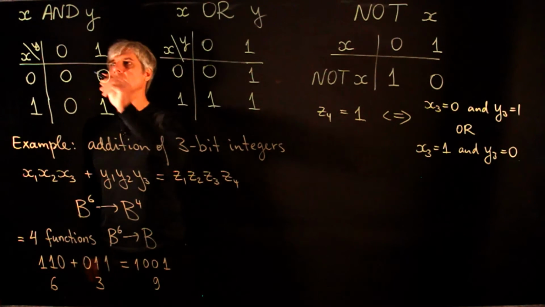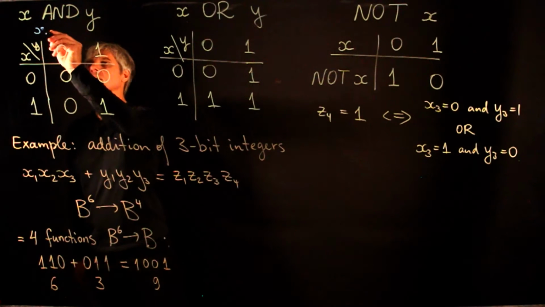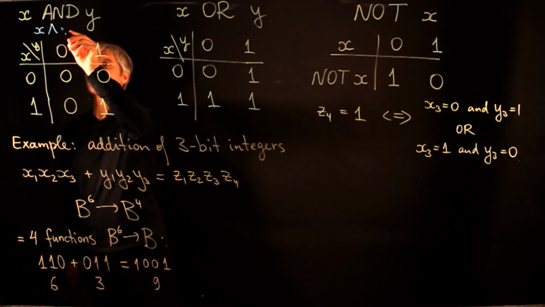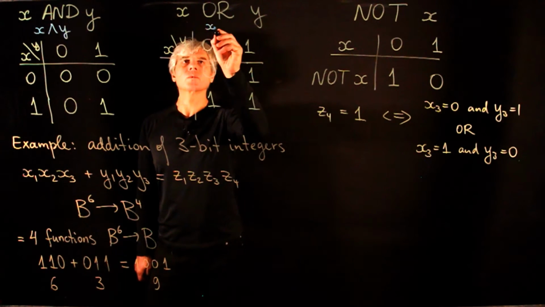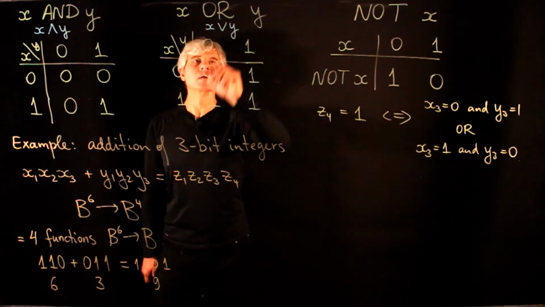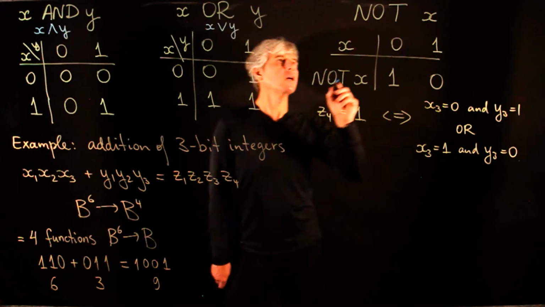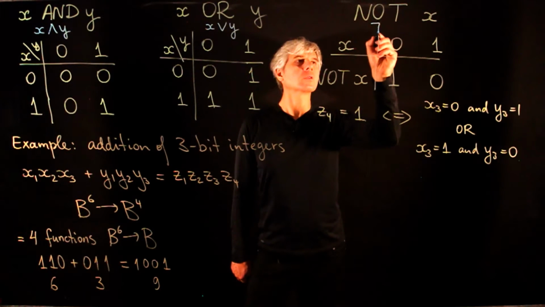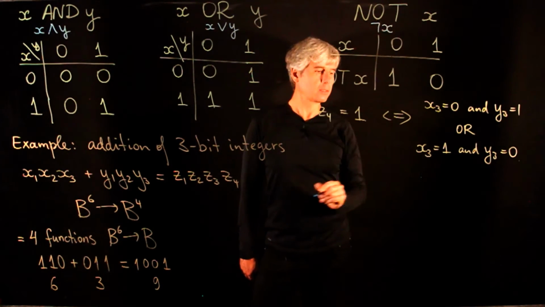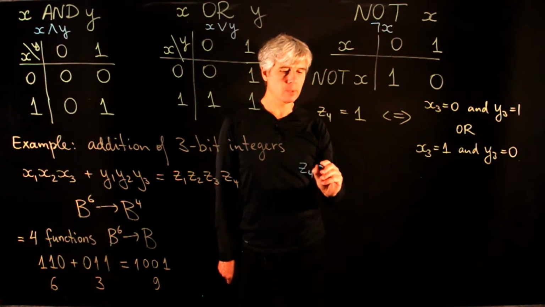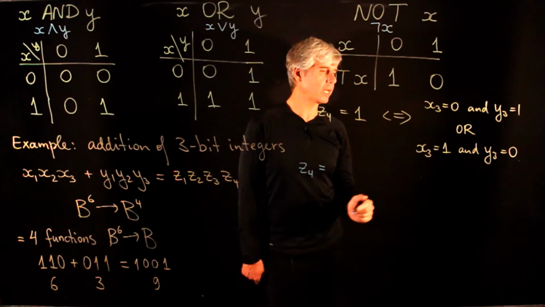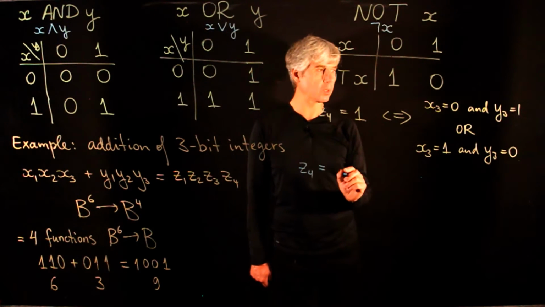We will be using the following short annotations for these operations. So for AND, we will use this symbol, and for OR, we'll use this symbol. So this will be X or Y. And for NOT, we're going to use this symbol, right? So then the Z4 can be expressed as a function of x3 and y3 in the following way.